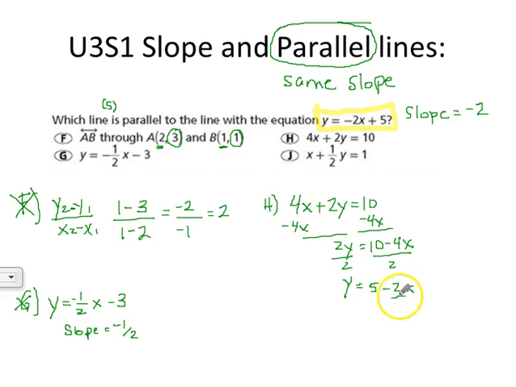And that's it. What's our slope? I kind of already underlined that. So the slope in this equation is negative 2. So it's the same. So our slope is the same.